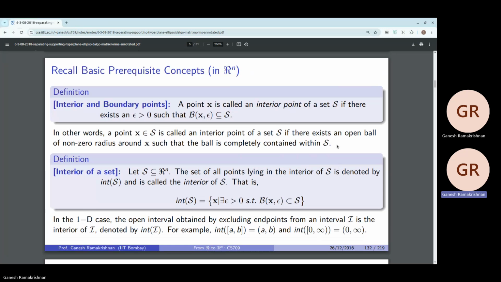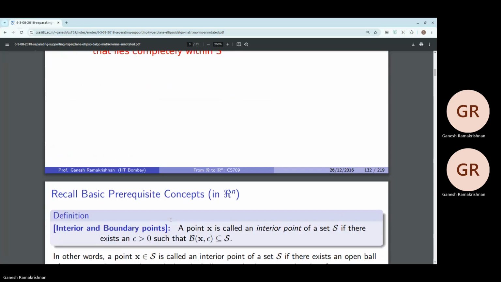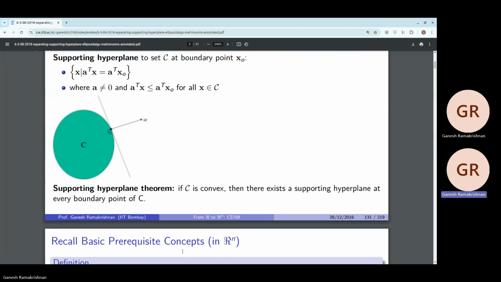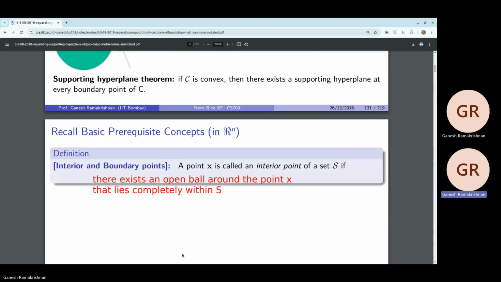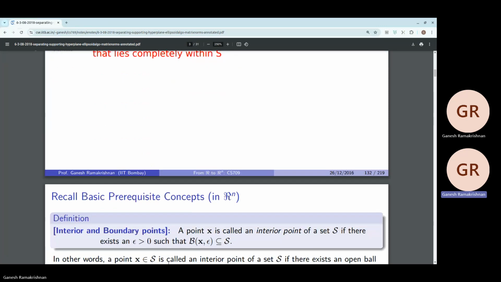I hope all of you understand what an interior point is. A point x is called an interior point of a set S if you can draw an open ball around the point x that lies within S. I hope you know what an open ball is, so I won't get into that. You want an open ball, and it's a ball, we're not talking about a set.